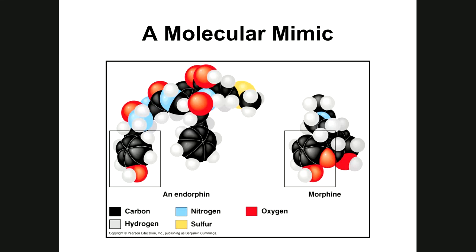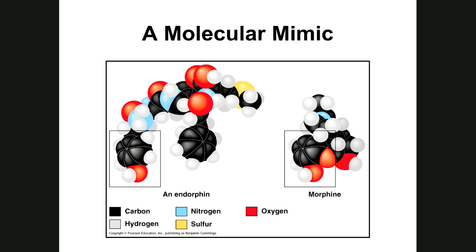endorphins to relax you. If you look at the little box there on endorphins, and you see the molecular shape here, it has carbons, hydrogens, and oxygens there and there. And you look at the molecule on the right-hand side, morphine. That part of that molecule is almost exactly identical to the structure on this endorphin.